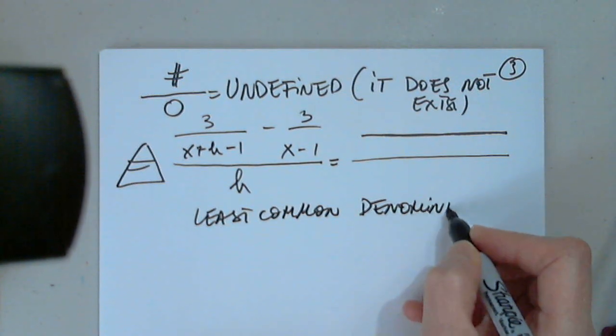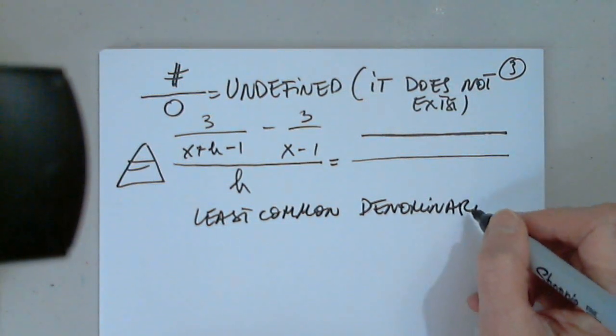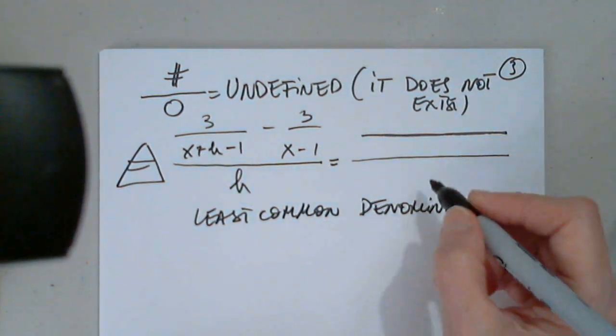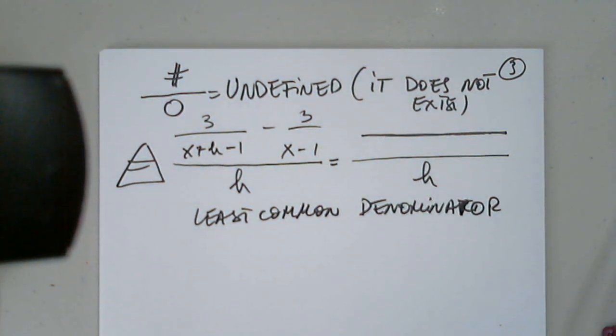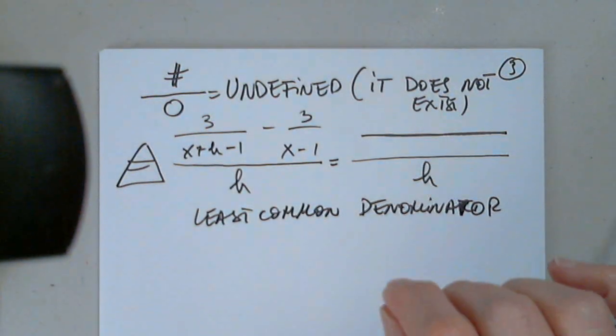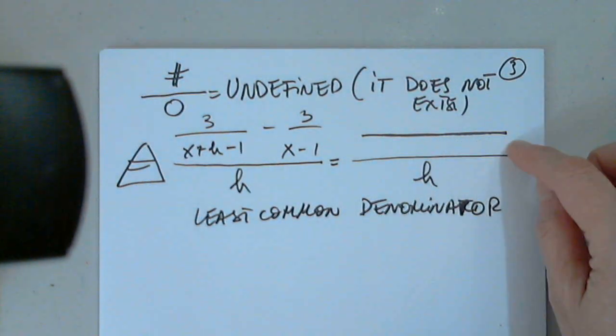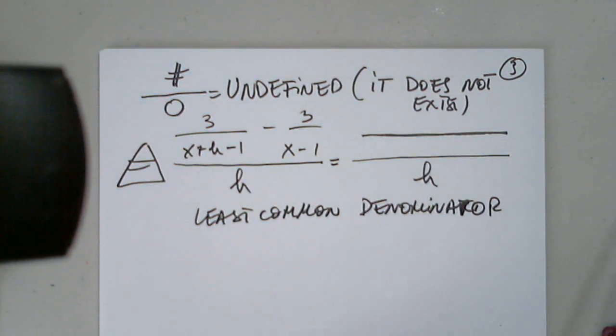So we just need to multiply the first part, x minus 1, and then the second one, x plus h minus 1? You are perfectly clear and correct, but I need to write the least common denominator first. You're way ahead, which is awesome. You're correct in everything you said, but I need to write it first so I don't forget, because if I forget to write the least common denominator, the whole thing collapses.